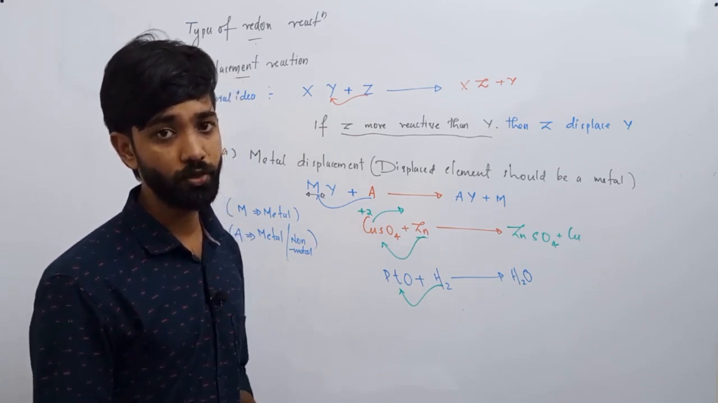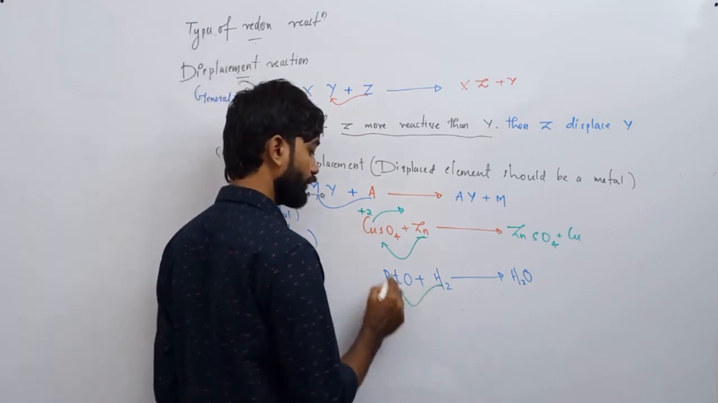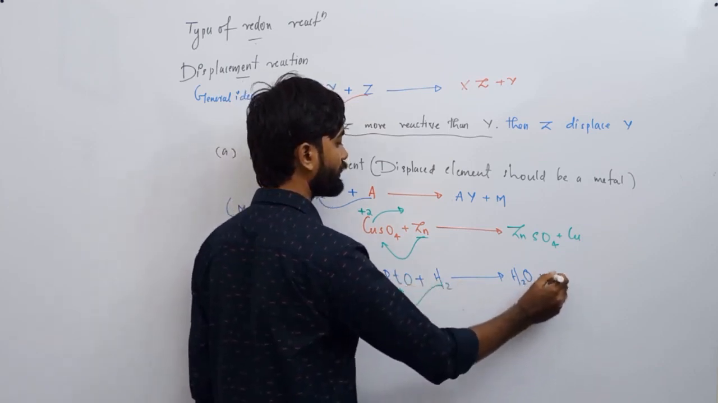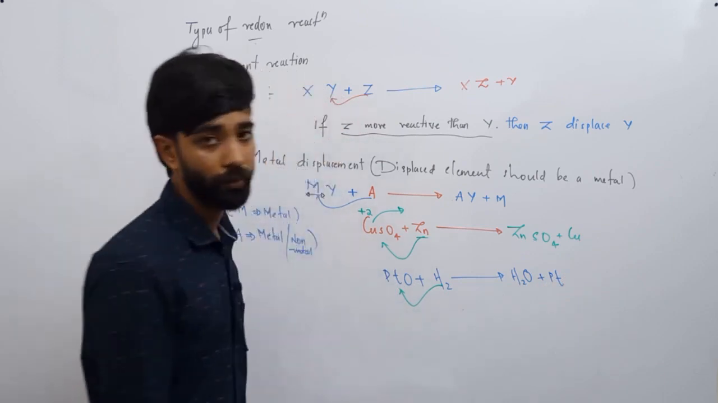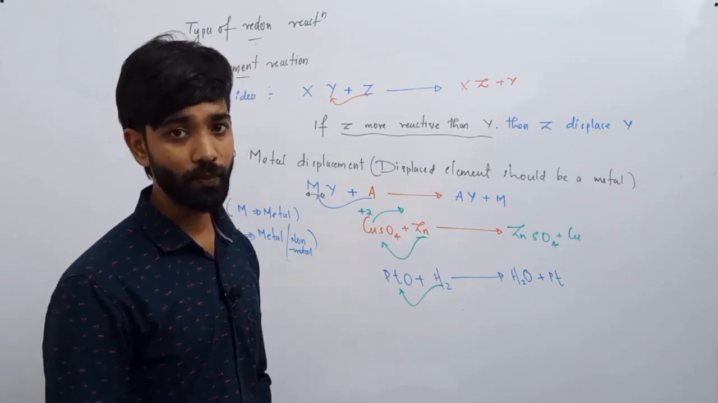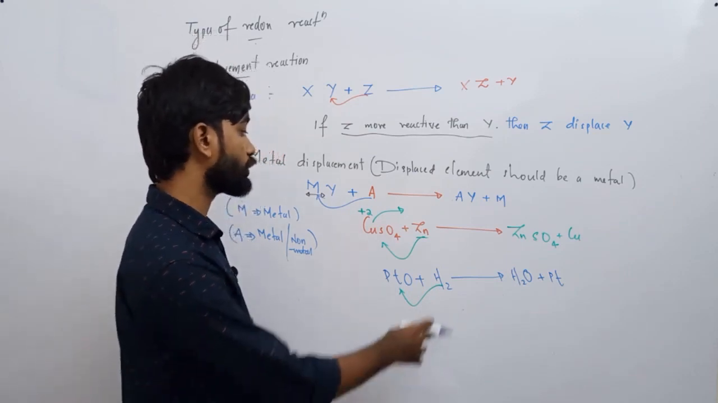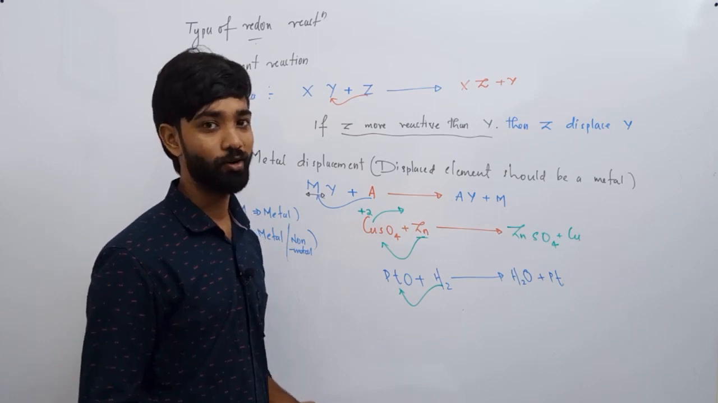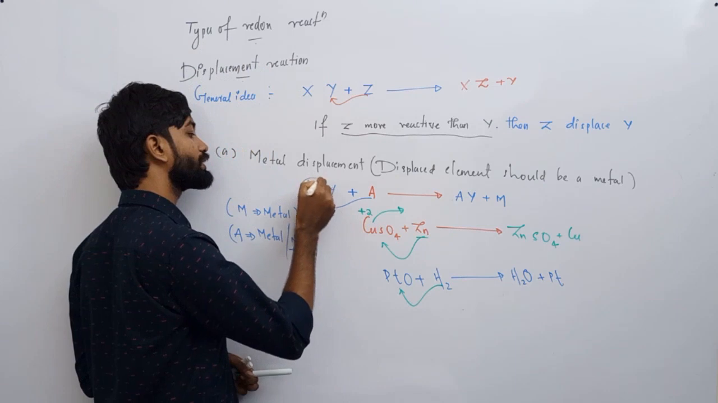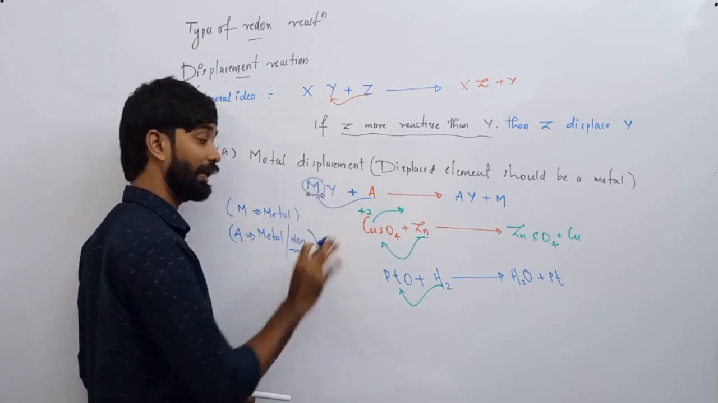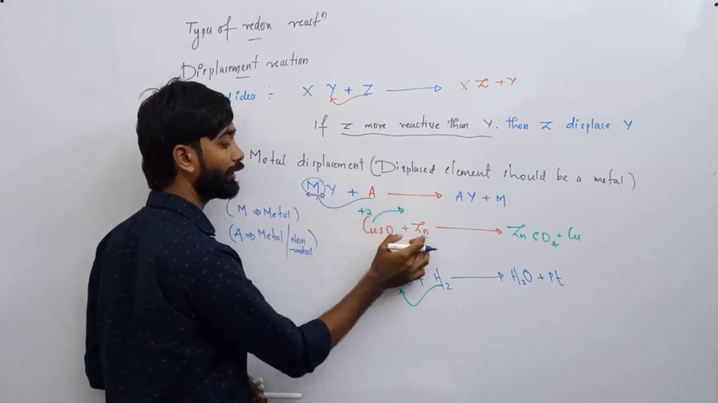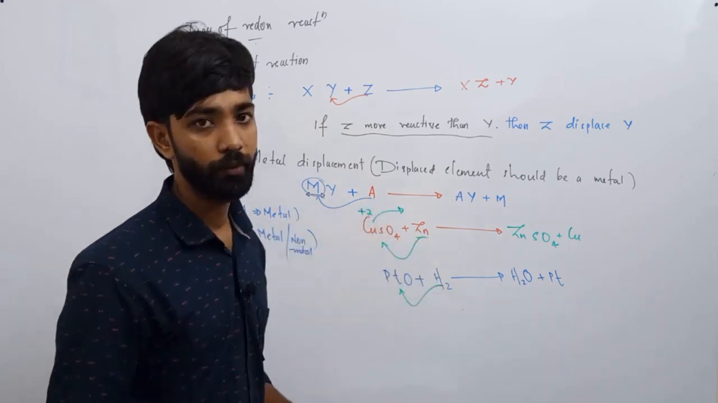Hydrogen has greater tendency to lose electron than platinum. So hydrogen simply replaces platinum and it becomes H2O, and your platinum is free. So the element displaced is platinum. It is a metal, and the displacement is shown by a non-metal. Hydrogen is a non-metal. That is the idea. If the displaced element is a metal, then it is metal displacement, and the displacement can be shown by a metal or a non-metal. Ready?